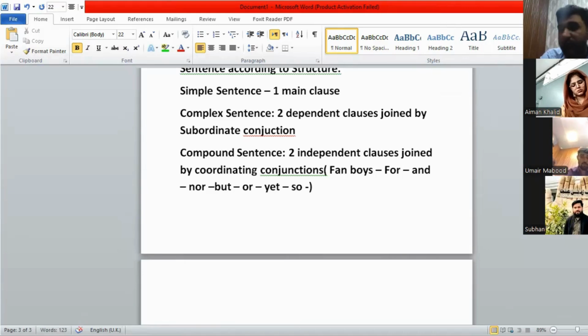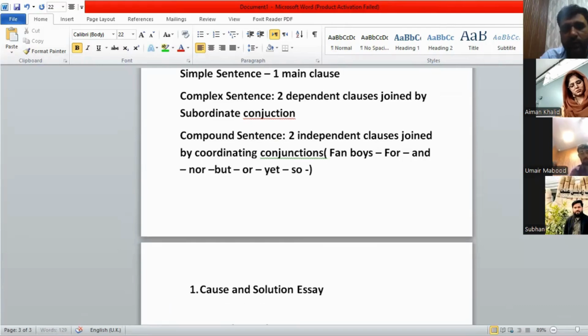We have different types of essay. The very first essay which we are going to teach to the students would be the cause and solution essay. Now, first of all, we need to know about IELTS writing.